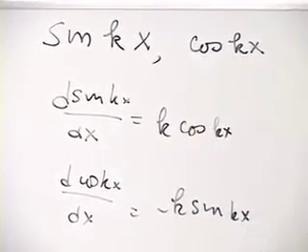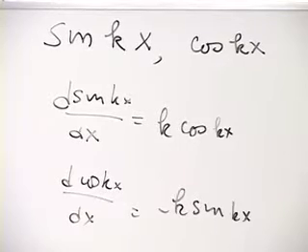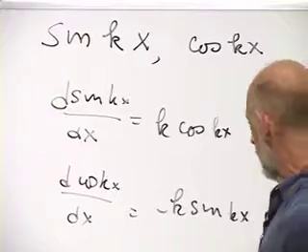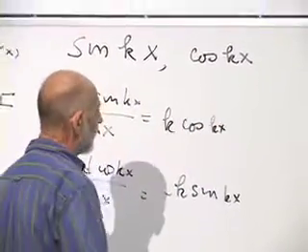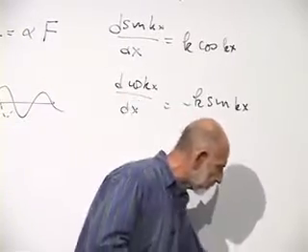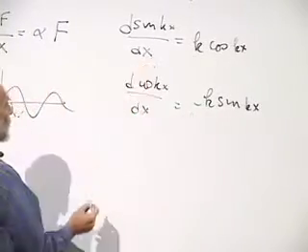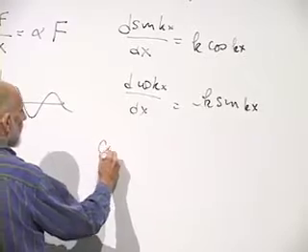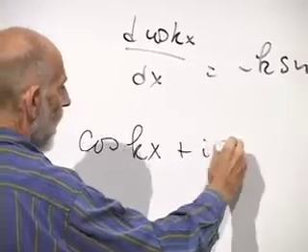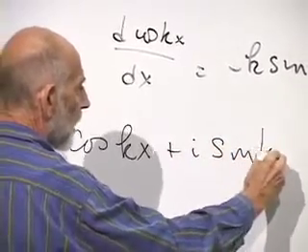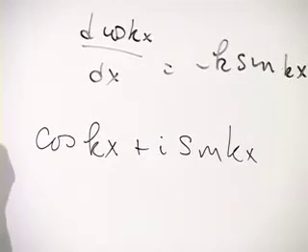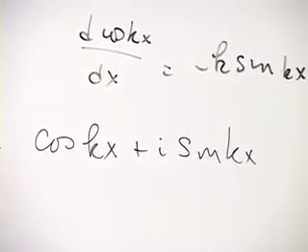All right, so out of these two, you can now build an exponential, but it's an exponential of an imaginary thing. So let's just do it once and be done with it. If you take the combination cosine kx plus i sine kx, i being the square root of minus 1, and you differentiate it with respect to x, what do you get?